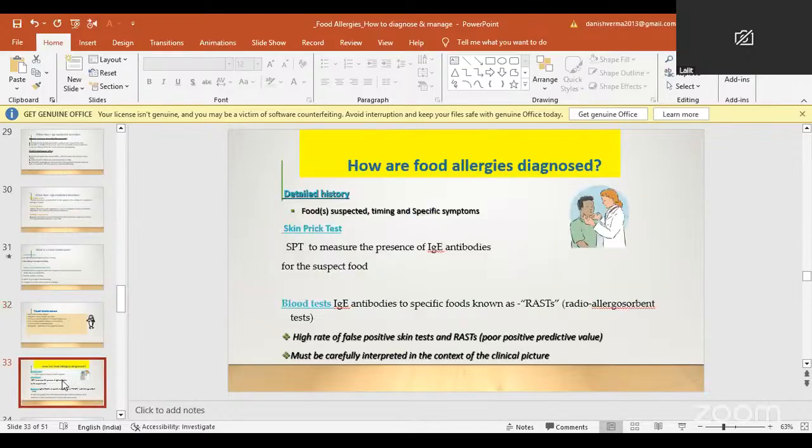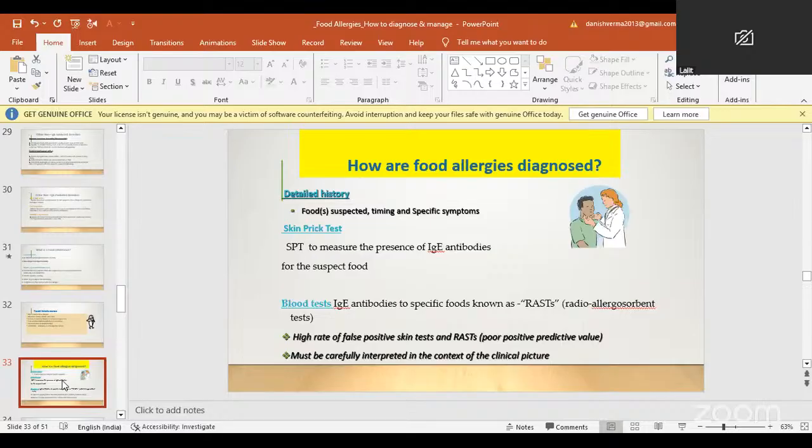So how are food allergies diagnosed? The first important aspect of this is knowing the detailed history. So suspect the food, timing, and specific symptoms which are causing the allergy. Think about SPT when the child is 1 year plus, because less than 1 year it will not give you a proper erythema or nodules which happen in the SPT. Some of the immunologists do it in Bombay also.